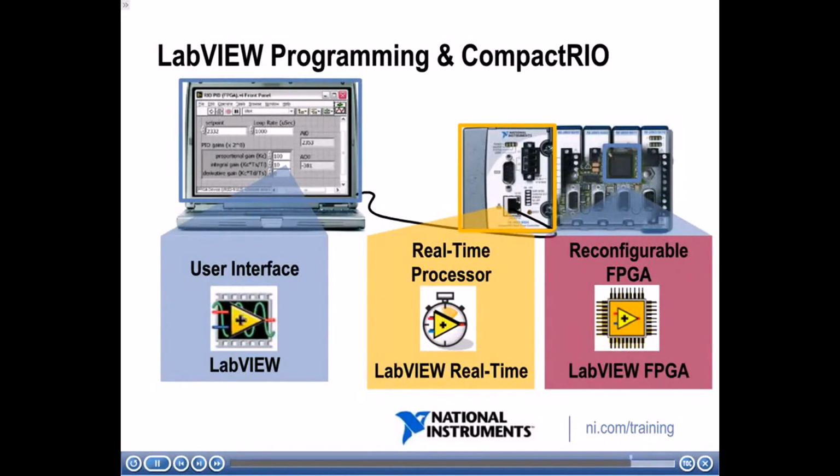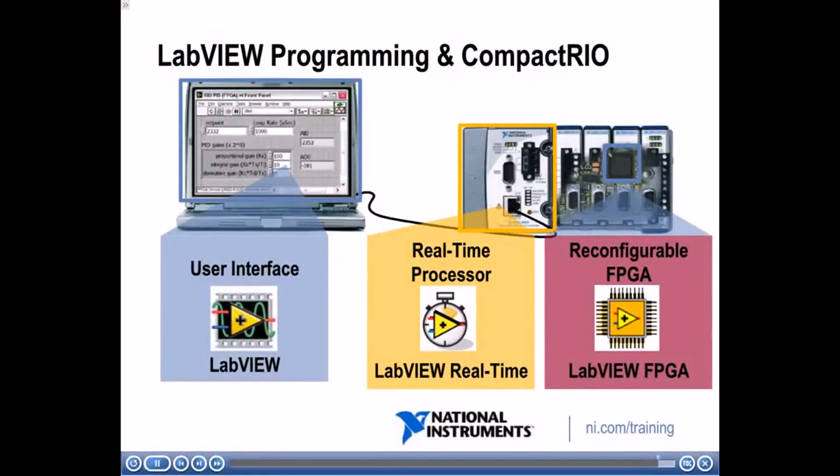So the other piece with Windows, you notice that we've got a laptop on the left. And on the laptop, we've got a Windows operating system running, and we have a VI that's running on Windows. And this is going to provide our user interface. This Windows VI is able to communicate with our real-time processor through the network.